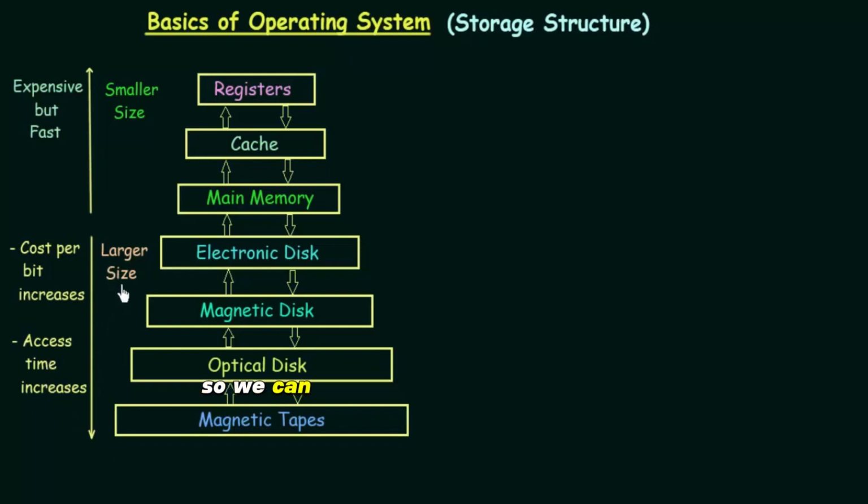So if you want small size and fast access, this is where you have to go. And if you want bigger size for storing more data, then you have to go down this hierarchy, to the electronic disk, magnetic disk, optical disk, and magnetic tapes. And here the access time increases.